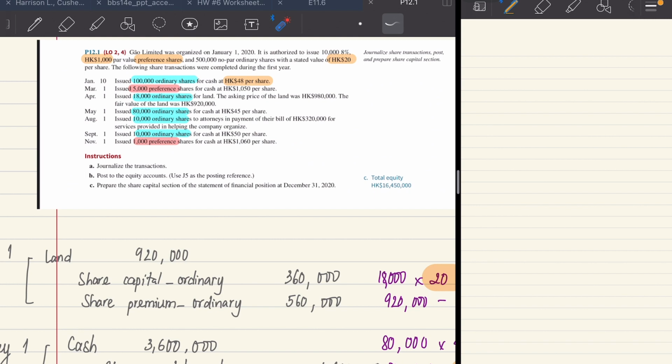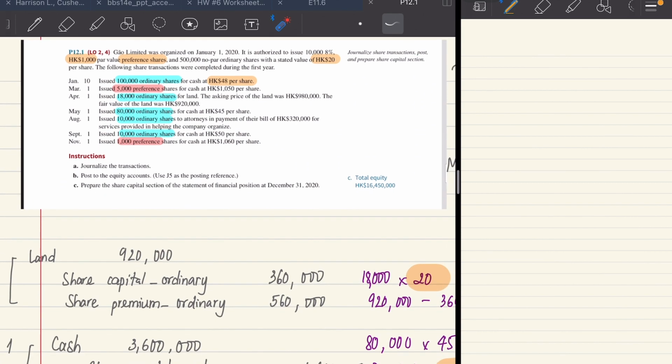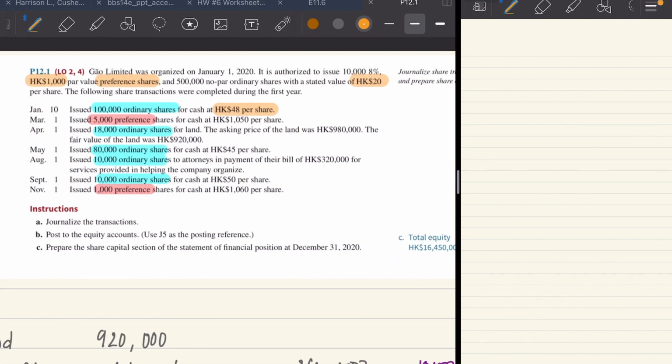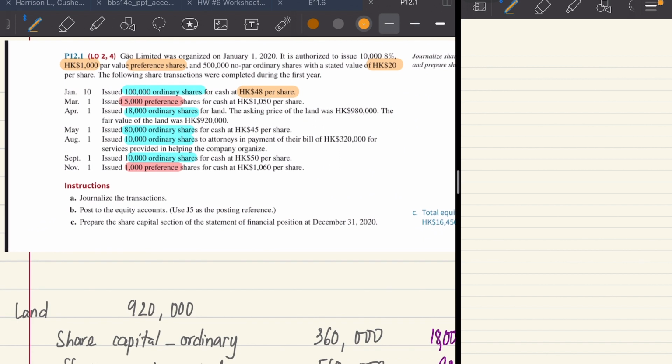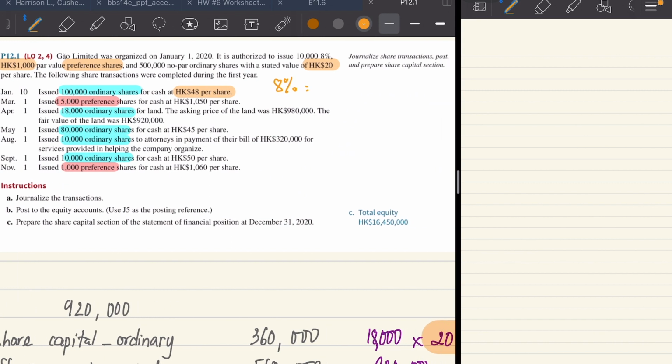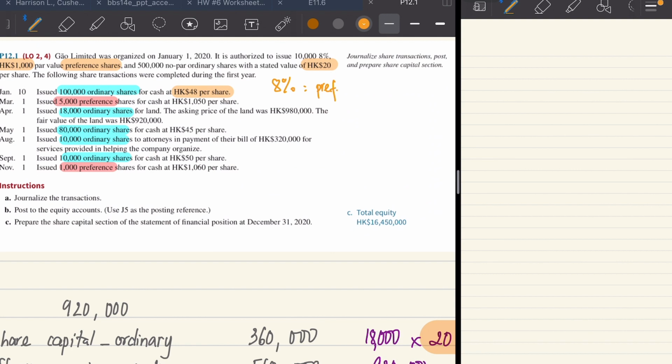So here I marked the blue one, this one is ordinary share, and the red one is preference share. And why? Because ordinary share and preference share are different kinds, and they also have different values in this one. So we're going to separate them. So that's the reason why I marked them, to make sure that we don't make a mistake. This 8% is the preference dividend rate.